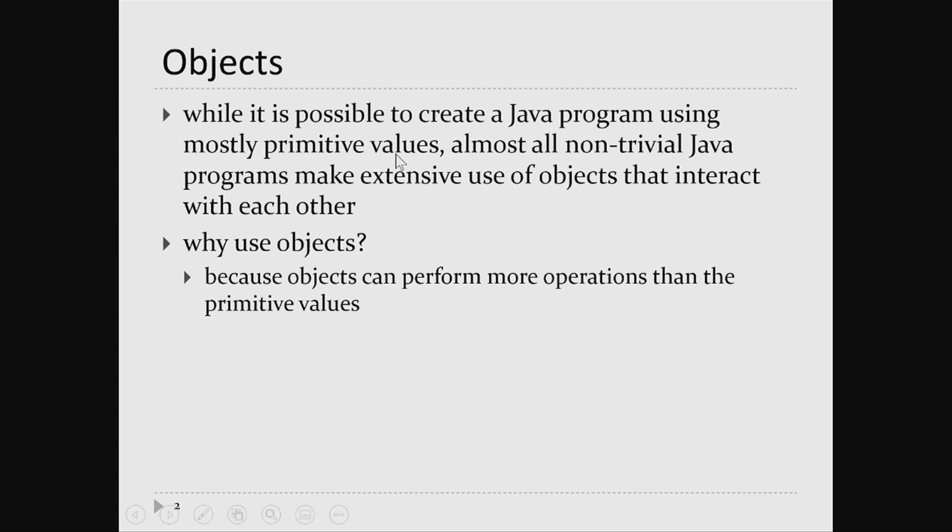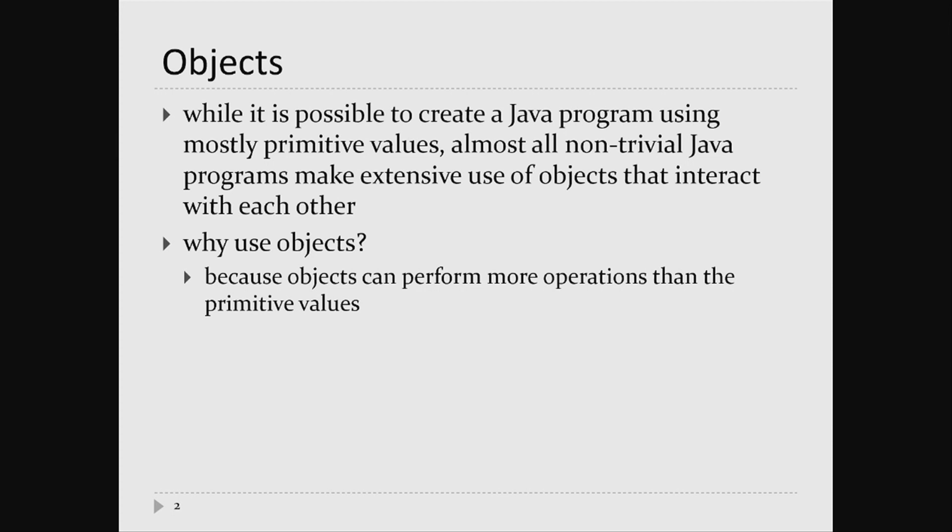So the topic of today's lecture is creating and using objects. Now we've talked about the primitive types and strings in Java. And it's entirely possible to write even a very sophisticated program in Java using only the primitive types, but that's not normally what happens. Almost every non-trivial program in Java will make extensive use of objects, and these objects interact with one another. Now, why use objects? It's because objects can perform more operations than the primitive values.